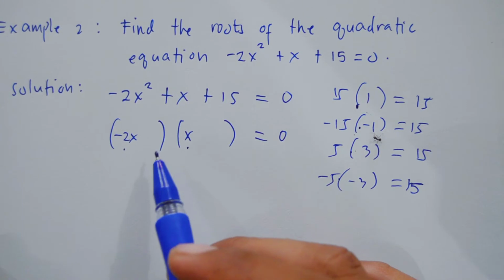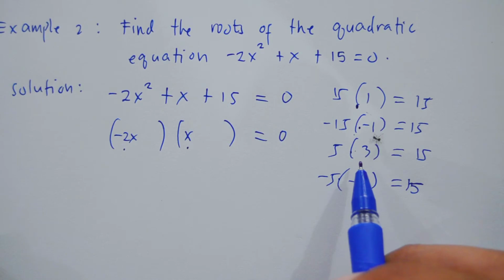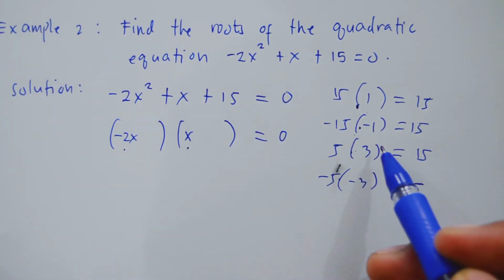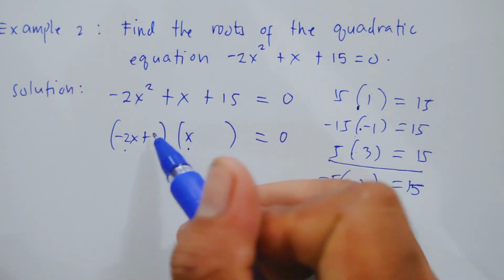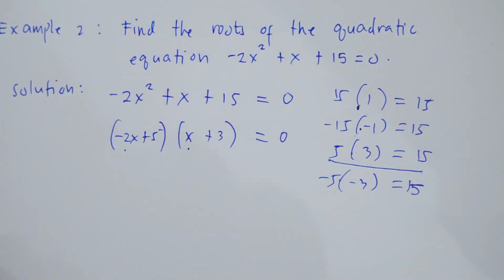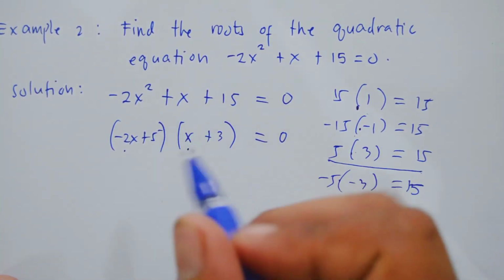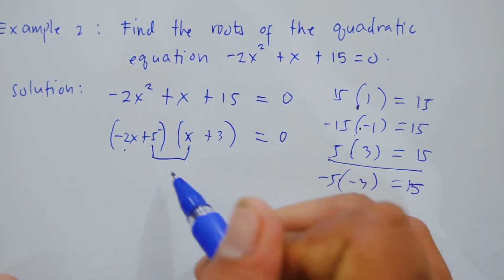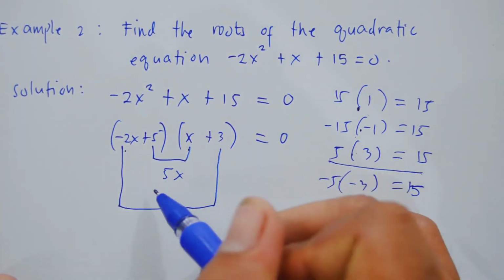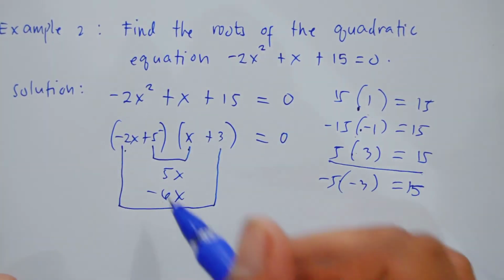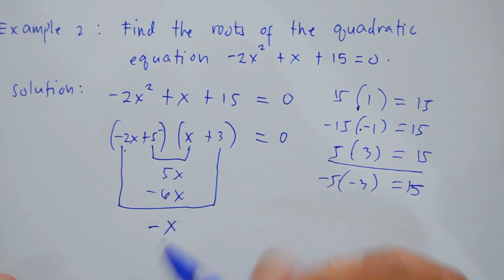So let us use positive 5 and positive 3. Let us use this one: plus 5, plus 3. So to check, let's check the middle term. The middle term is x. So we multiply the inner: 5 times x, we have 5x. Multiply the outer, that is negative 6x. Then get the sum. The result is negative x.